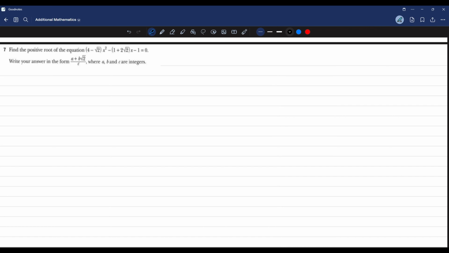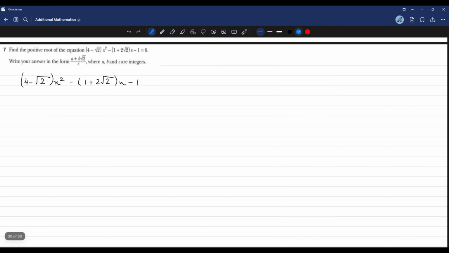So for that, what I'm going to do is start up. Basically, we have the equation (4 − √2)/(x² − 1) + 2√2/(x − 1). The one thing I really like before doing anything else is that I copy down the equation. And again, I'm going to use the quadratic formula.